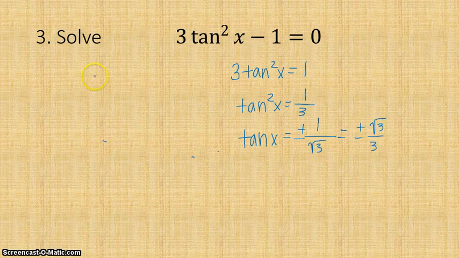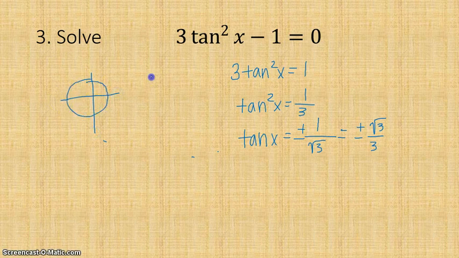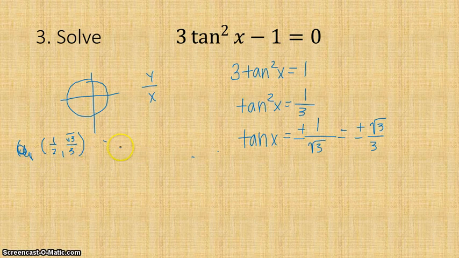And then I'm asking myself, where on my unit circle is tangent, which is y over x, going to be radical 3 over 3 in all 4 quadrants, because I want the positives and the negatives. Let's see, so I know it's either going to be at my point that is 1/2 radical 3 over 3, or again with positives and negatives.